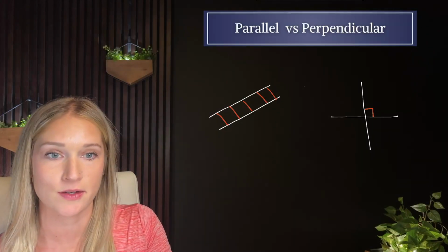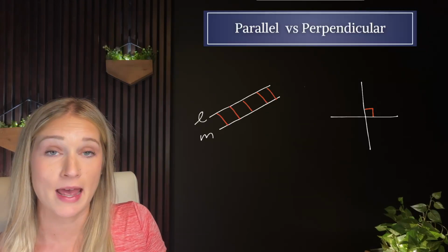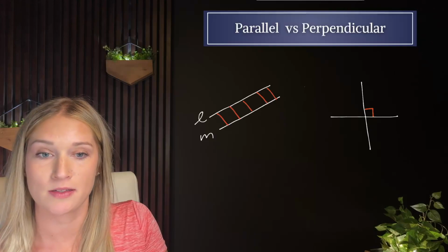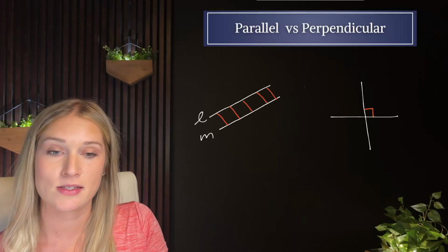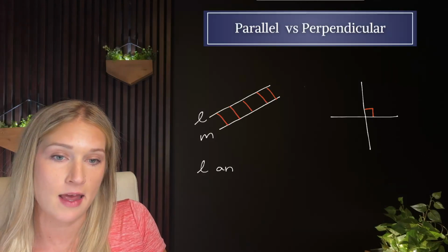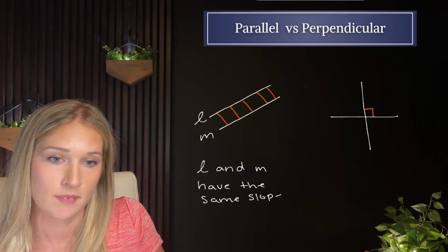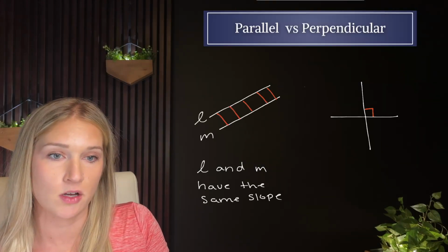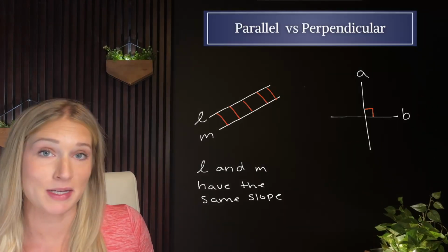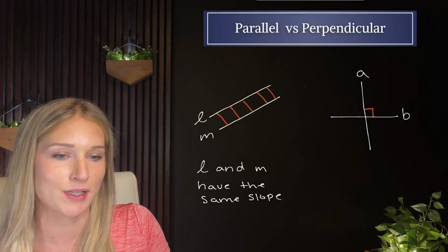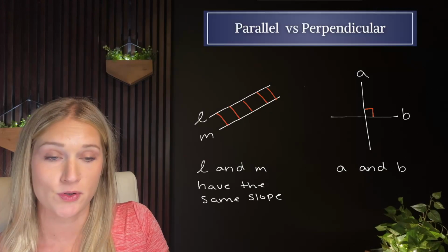are perpendicular. So in our first example, I'll call our top line L and the bottom one M. Something extremely useful about parallel lines is that they have the same exact steepness, or graphically we refer to that as slope. So L and M have the same slope. In my perpendicular example, I'll call these maybe A and B, and A and B don't have the same slope because that would make them parallel, but they do have a special relationship. A and B have opposite reciprocal slopes.